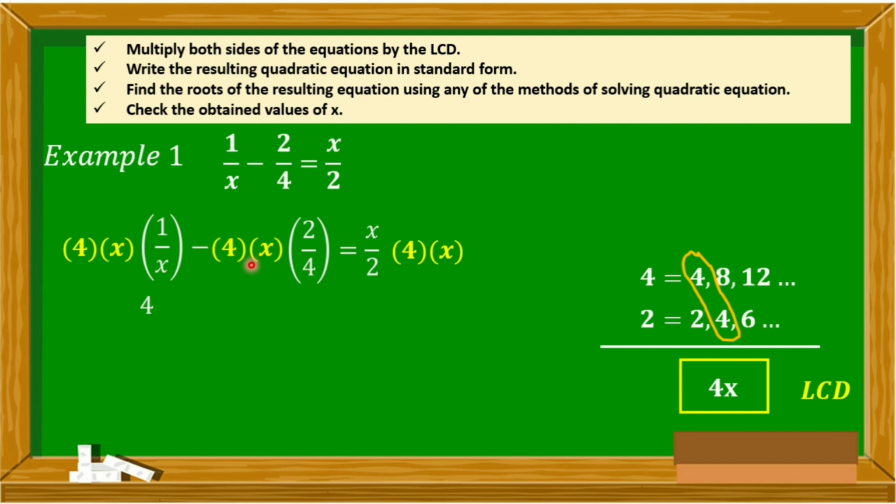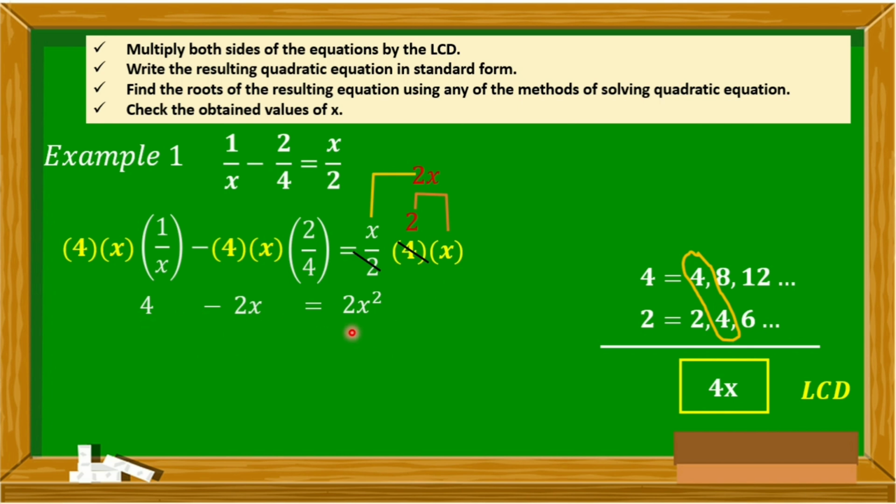Then, next, negative 4x times 2 over 4. So, cancel natin yung 4 sa LCD tsaka yung denominator dito. Then, yung natira na lang ay negative x, multiply natin sa positive 2. So, negative x times positive 2 is equals to negative 2x. Next, here, x over 2 times 4x. So, 4 divided by 2 is equals to 2. Simplify lang natin yan. Then, 2 times x is 2x. Then, 2x, meron pa ditong x sa numerator. Times lang din natin yan. So, 2x times x is equals to 2x squared. Okay, so, as you can see, wala nang denominator.